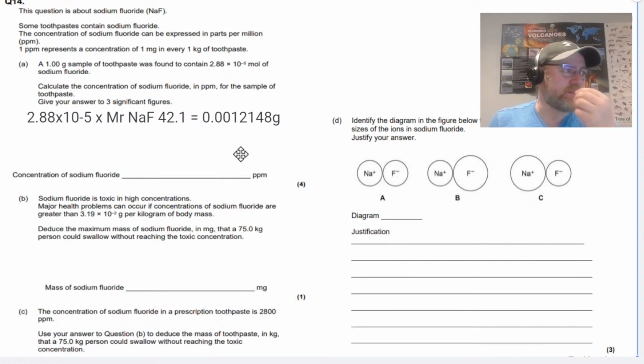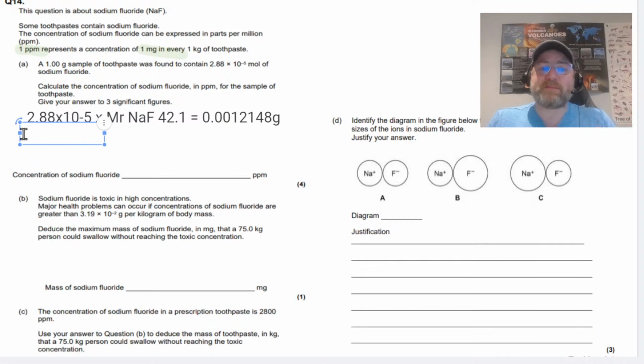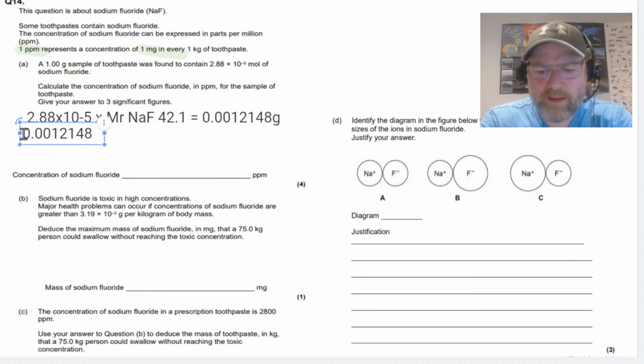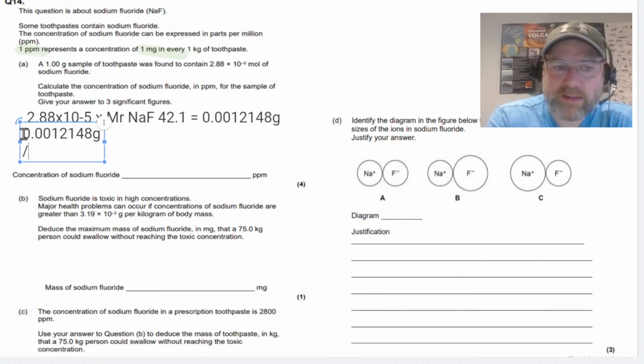I want to turn this into milligrams. Why do I want to turn the grams into milligrams? If I look here, it tells me that 1 part per million is equal to 1 milligram of toothpaste. So I want to find out how many milligrams of toothpaste I'm dealing with, how many milligrams of sodium fluoride I've got, then I can turn it into parts per million. So let's do 0.0012148 grams, divide it by, no, times, we're going down a scale, Tom. So we're going to times 1,000.